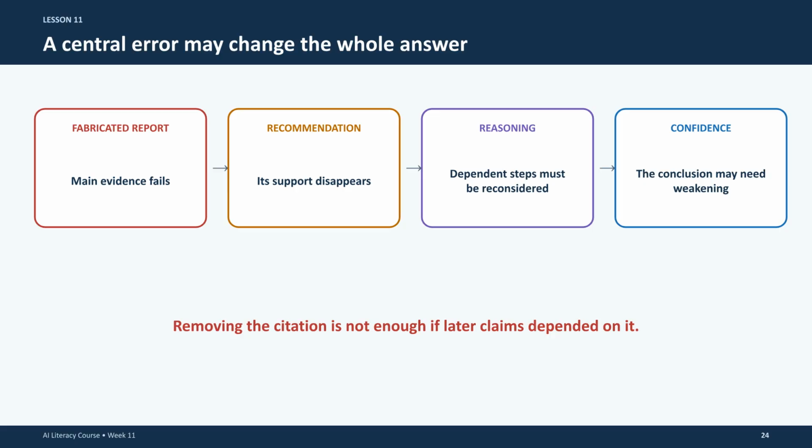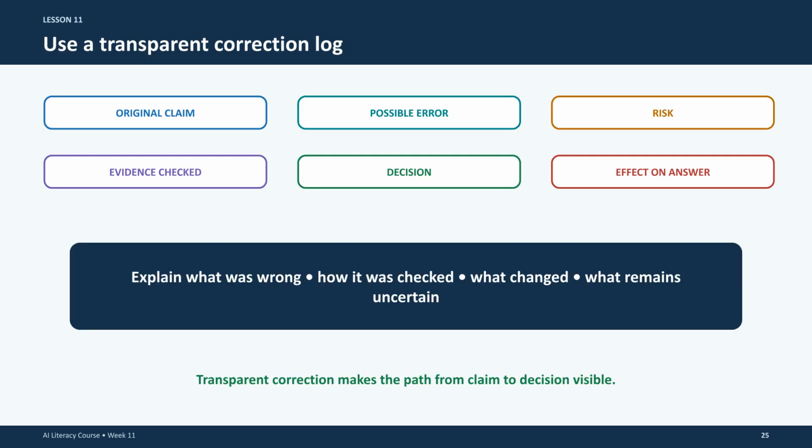Be aware that a central error can compromise the entire response. If a recommendation relies on a non-existent report, simply removing the citation is insufficient. You must reevaluate your reasoning and conclusions entirely. I recommend using a correction log. Document the original claim, the error found, the evidence you checked, and the final decision. This transparency makes the entire path from the initial claim to the final decision clearly visible.